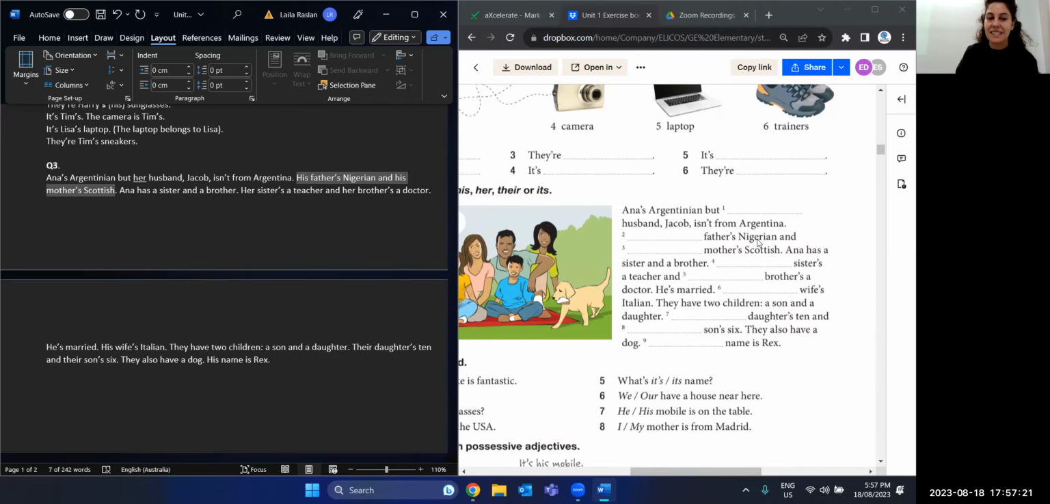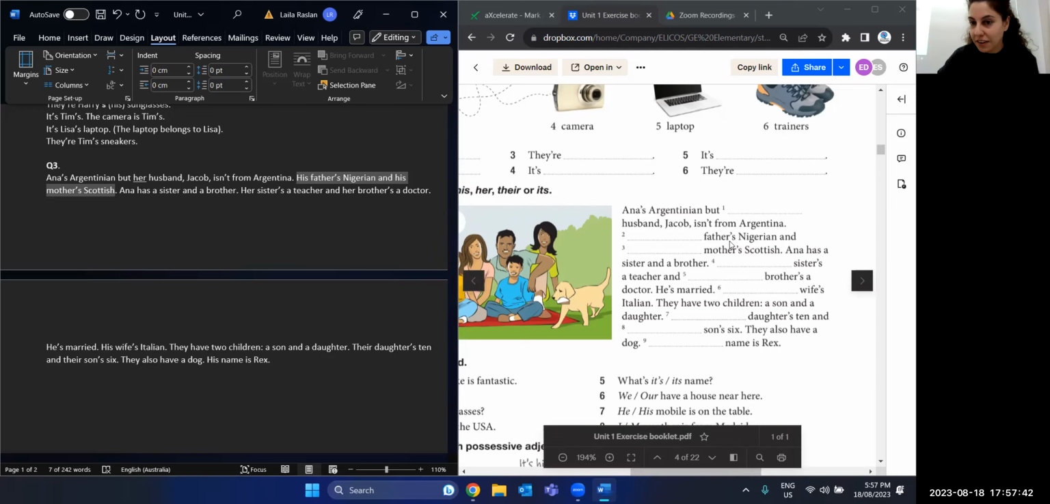So his father's Nigerian and his mother is Scottish. So that's not the possessive, that's using is. In the father, that's what I mean. Is here, but we need his. His father is. Okay, number 3.